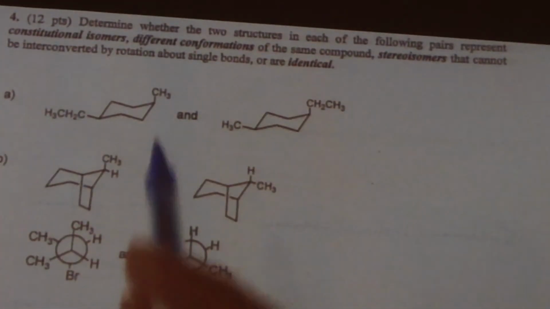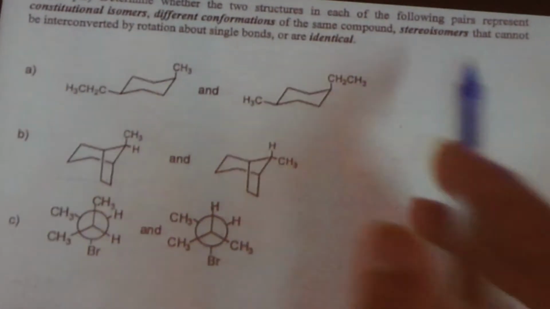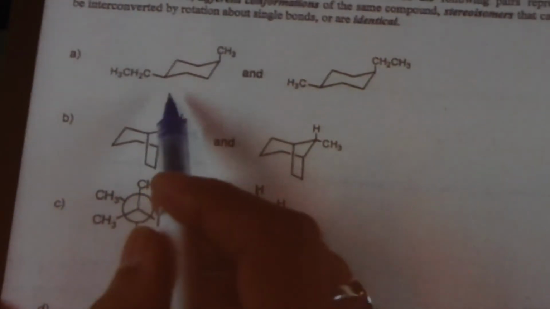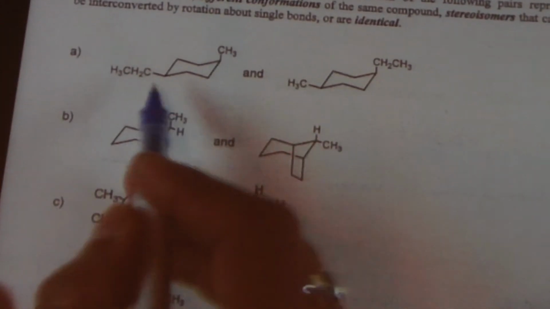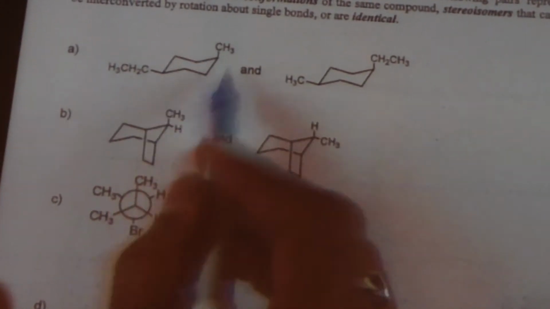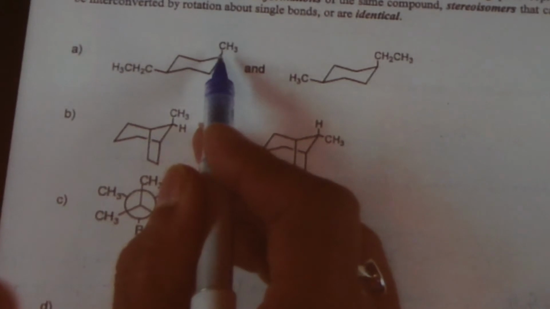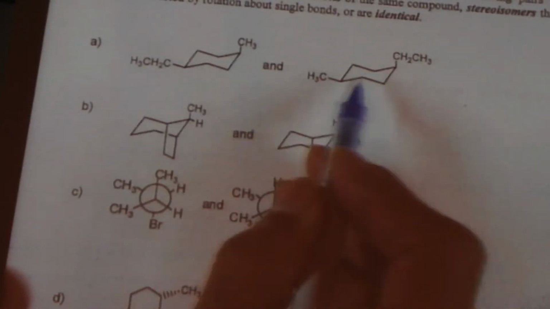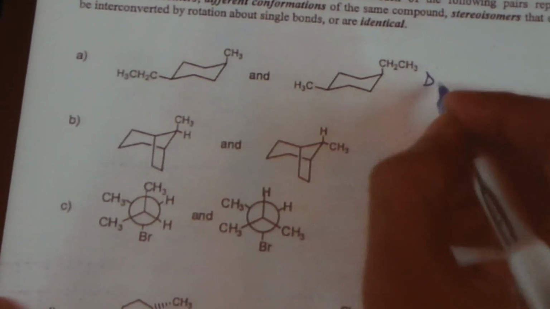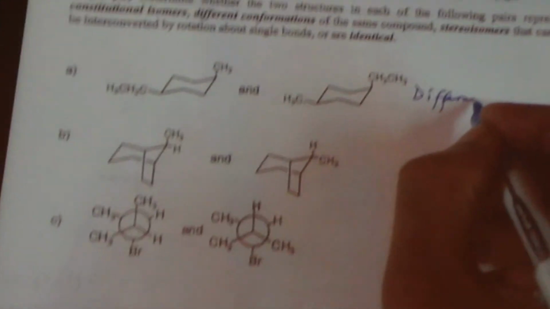Whether the two structures in each of the pair represent a constitutional isomer, different conformation, or stereoisomer. So the first one, this pair, as you can see, if we flip this molecule, the methyl becomes equatorial and the ethyl becomes axial. And therefore, that's what is shown in the other structure. Therefore, there are two different conformations.